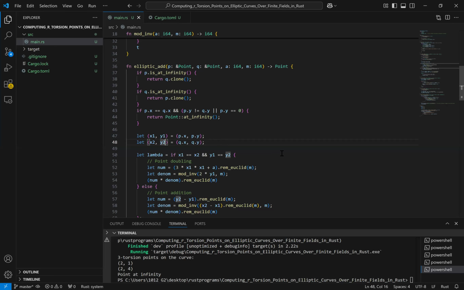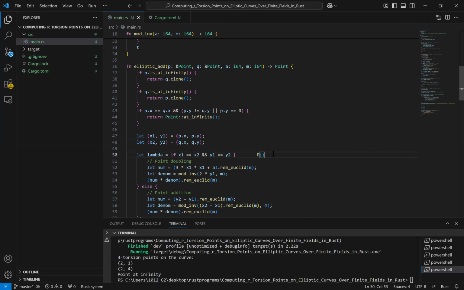Since they're different, you now find the gradient. And this gradient, I'll call it lambda. And now we are defining how to get lambda. And there are 2 ways. If x1 equals x2, and y1 and y2 are equal, then we are talking about the same point.